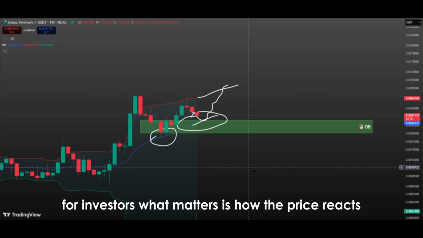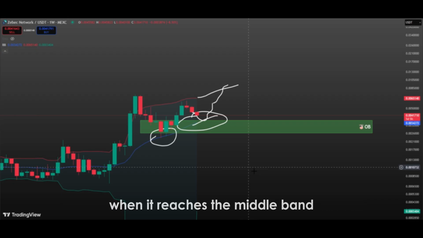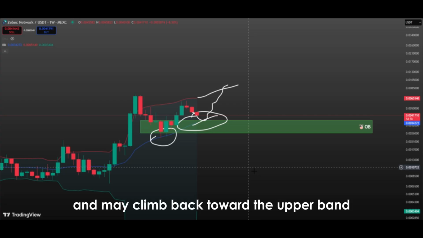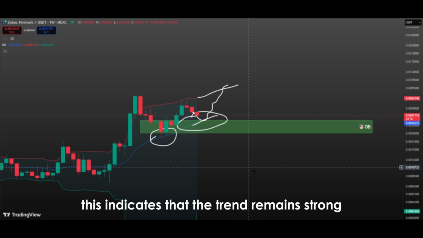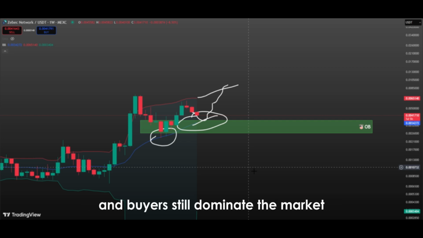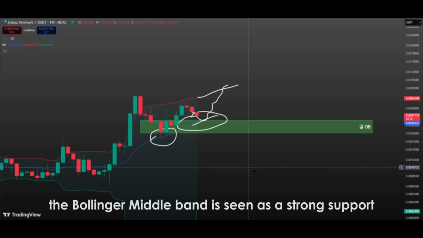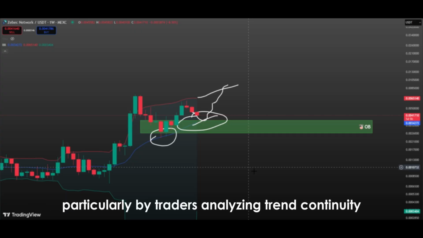For investors, what matters is how the price reacts when it reaches the middle band. If buyers step in strongly, the price reacts upward from this band and may climb back toward the upper band. This indicates that the trend remains strong and buyers still dominate the market. A reaction from the middle band also serves as a psychological threshold. The Bollinger Middle Band is seen as a strong support or resistance area, particularly by traders analyzing trend continuity.